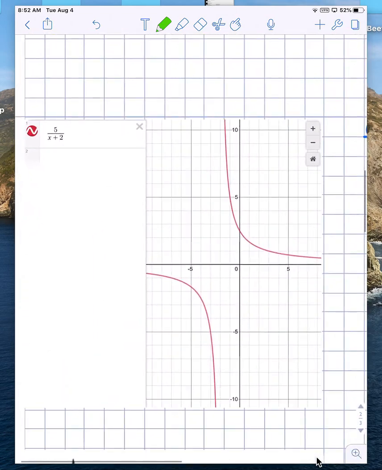We have this function here, 5 over x plus 2. There is not a factor of x plus 2 in the numerator. That can be removed. So we call this one, take a guess, think about it, non-removable discontinuity, of course. Let's call this one h of x.